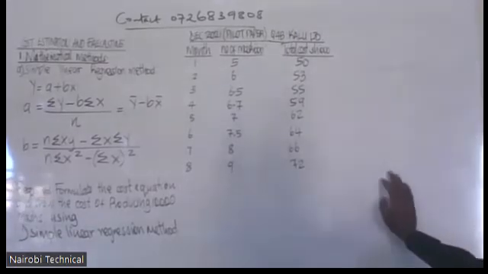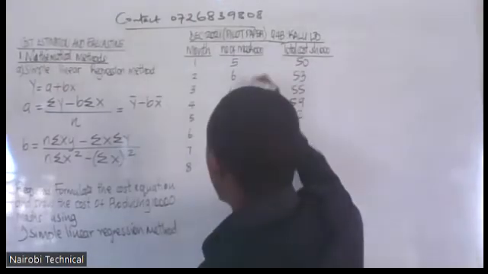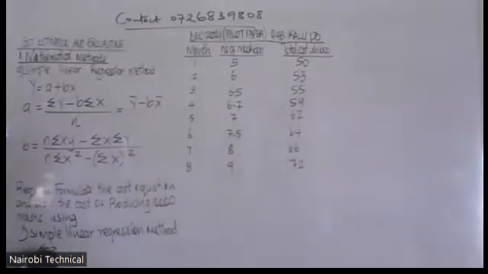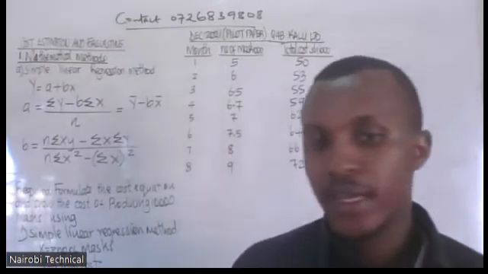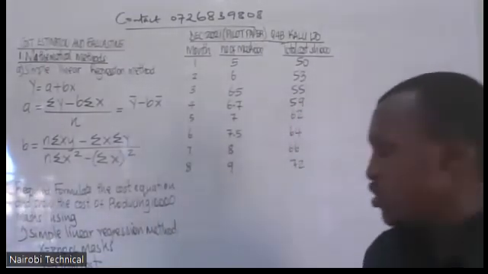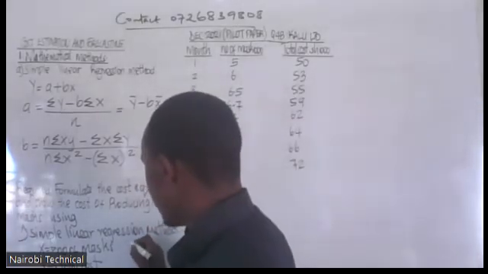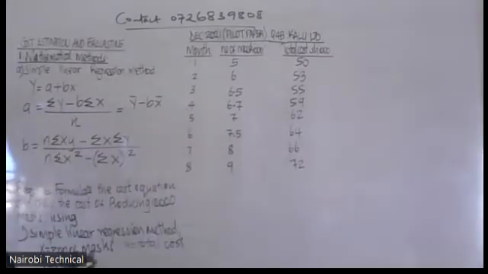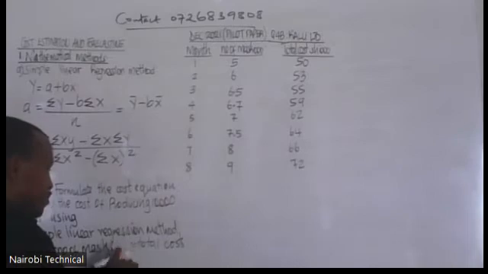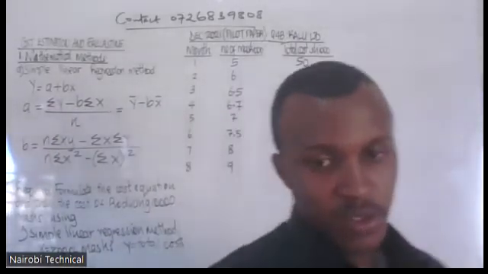X, we said, is your production, and in this case, they're producing masks. So X here is the number of masks. Therefore, Y is your total cost. The independent and the dependent variables. So Y is your total cost. All right.